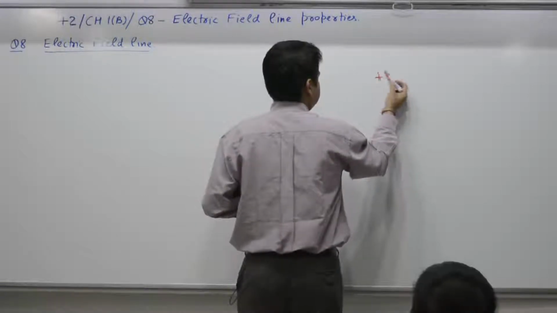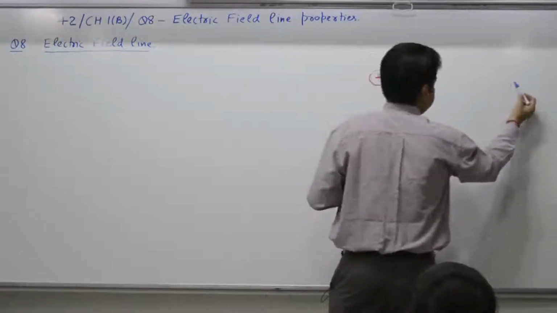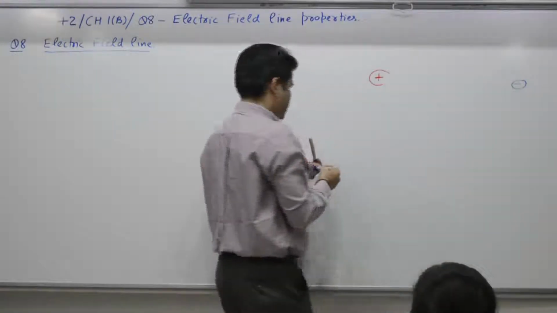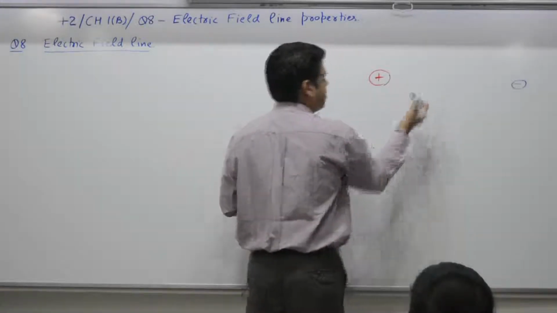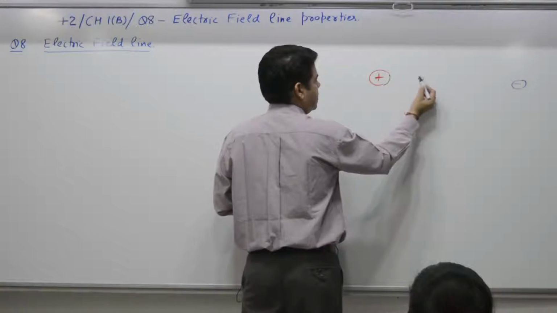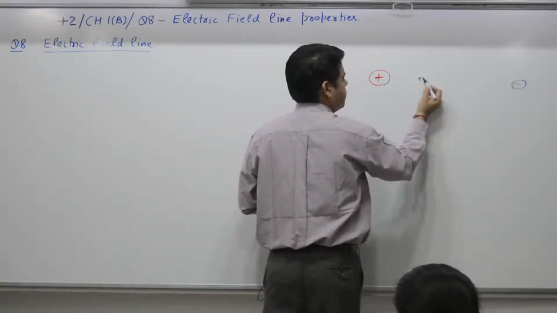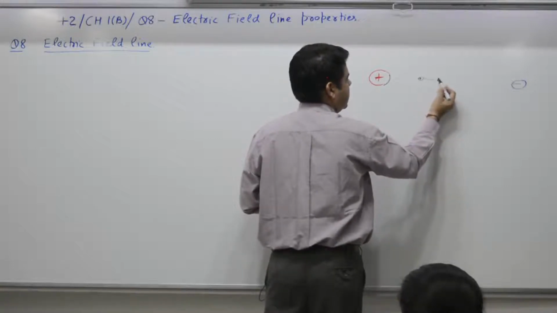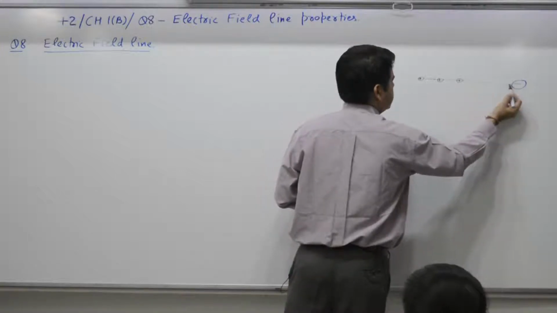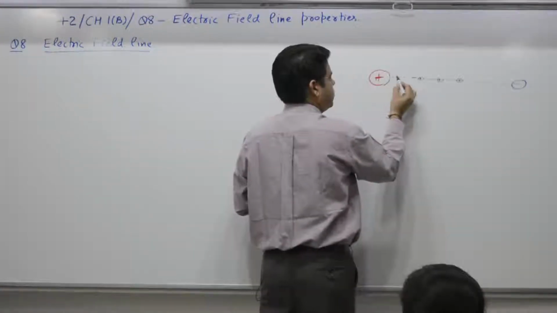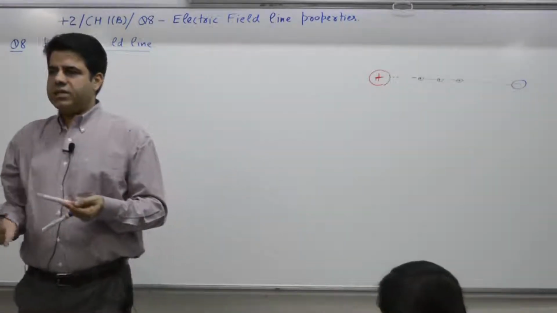So you have positive charge and negative charge. If you place a test charge at this point, it will experience a force of repulsion due to positive and a force of attraction due to negative. So it will move towards right. If you place it here, it will move towards right. That means if you place a positive charge, it moves along this line. In this case, it is a straight path.